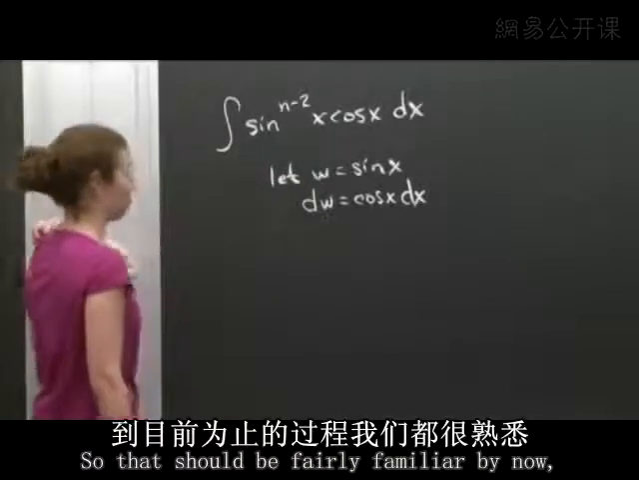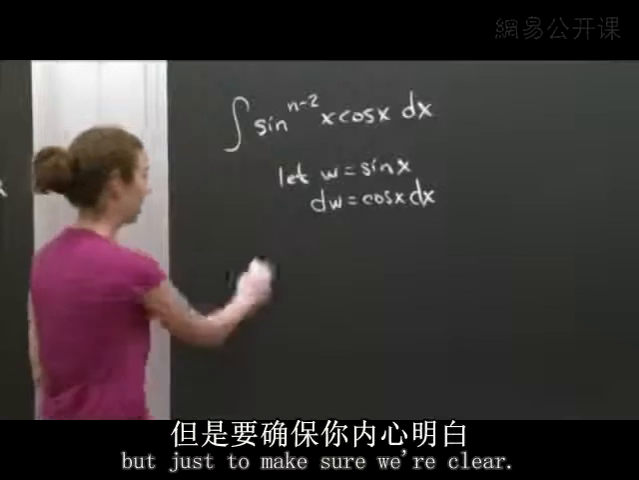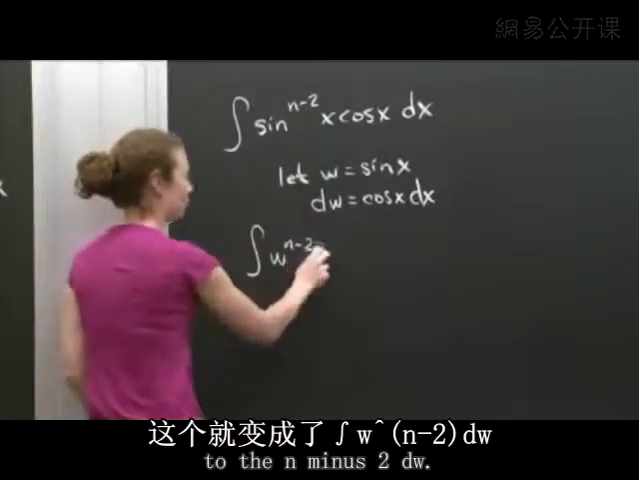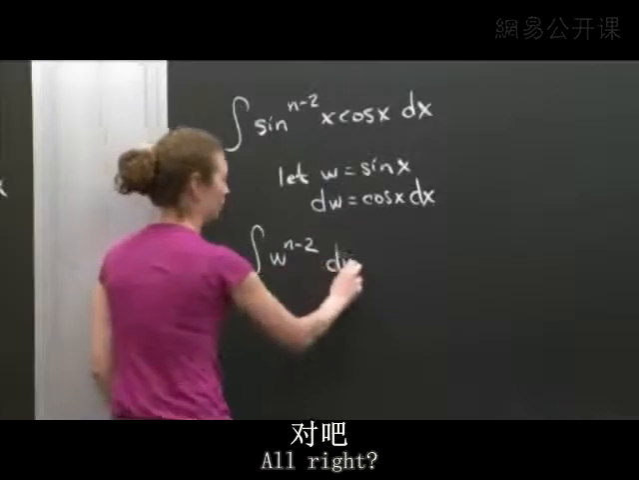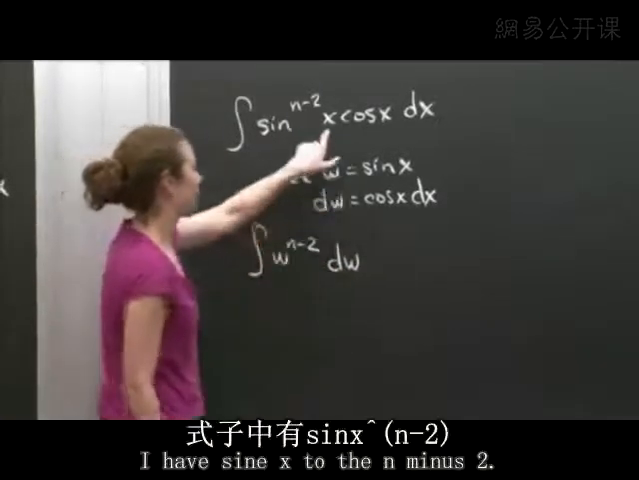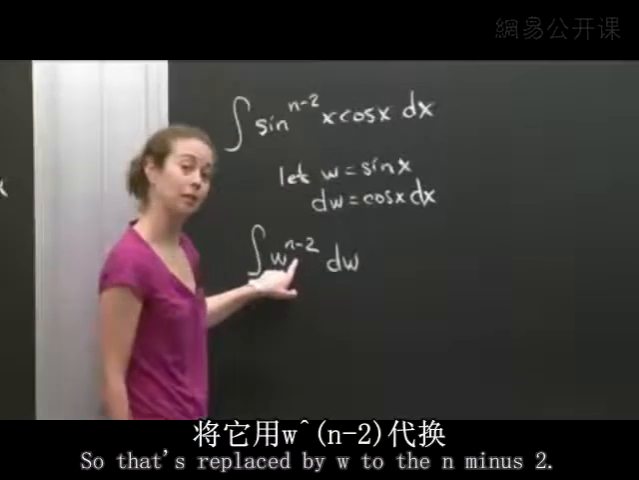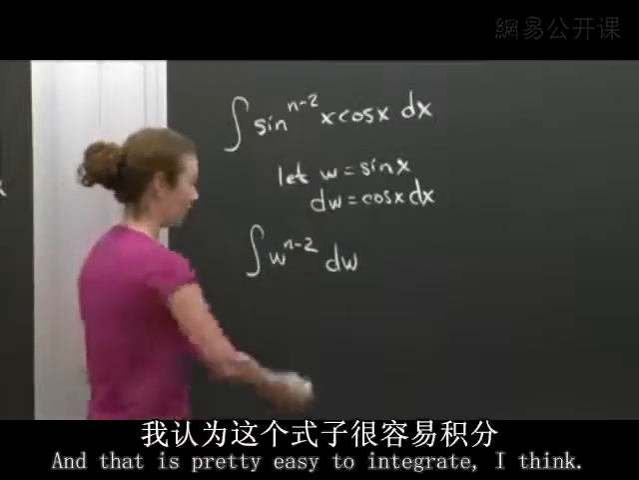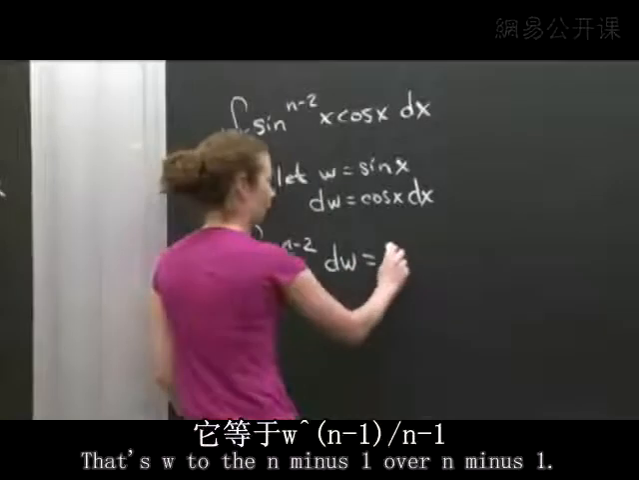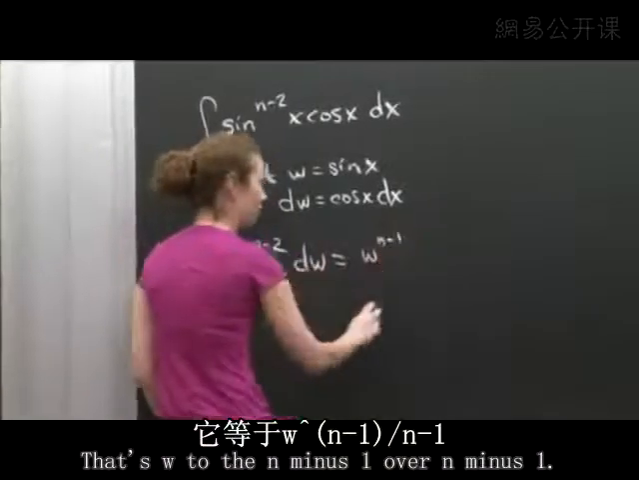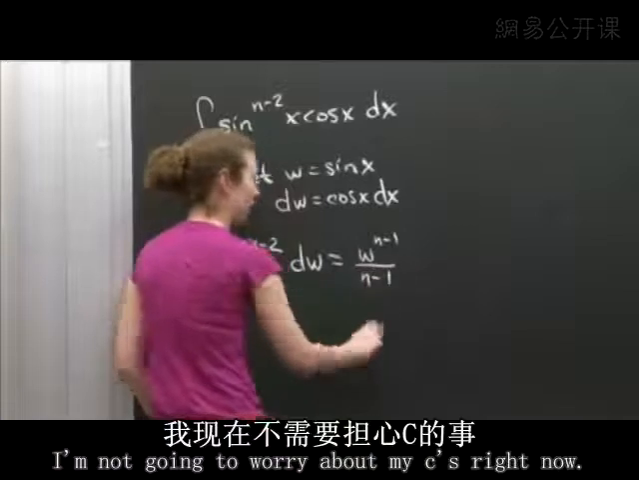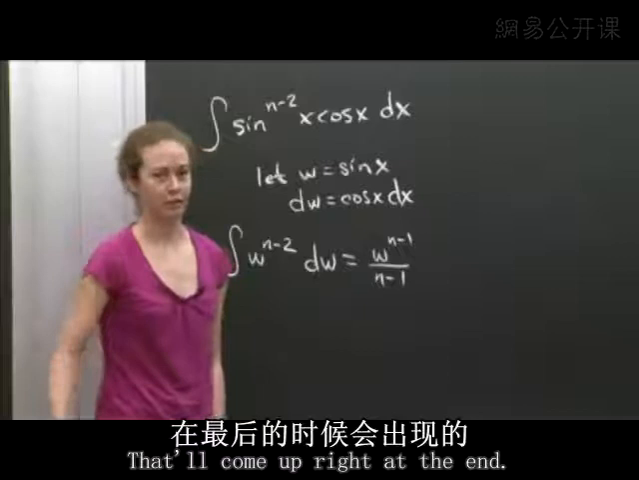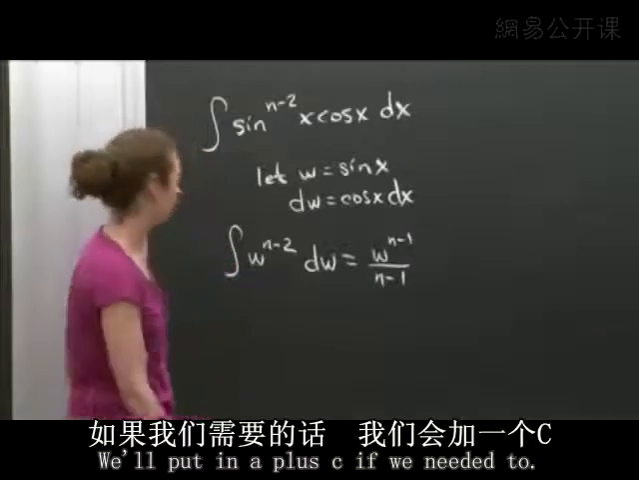That should be fairly familiar by now, but just to make sure we're clear. So then this is now the integral of w to the n minus 2 dw. I have sine x to the n minus 2, so that's replaced by w to the n minus 2. And then dw replaces cosine x dx. And that is pretty easy to integrate, I think. That's w to the n minus 1 over n minus 1. I'm not going to worry about my c's right now. That'll come up right at the end. We'll put in a plus c if we needed to.